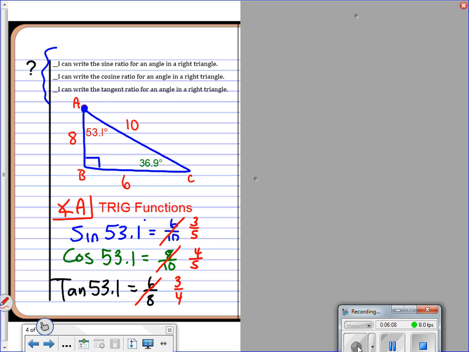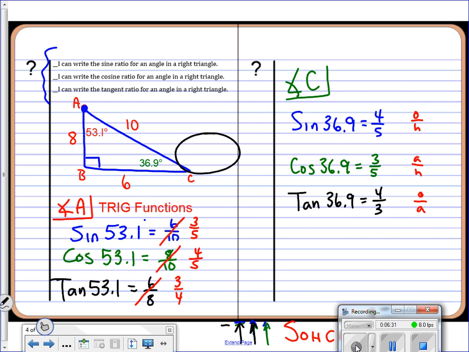Okay, now it's your turn. I want you to go to angle C and write the trig functions using that 36.9. Okay, so everything changes, opposite, adjacent, and hypotenuse, of course, stays the same, but using 36.9. Okay, go ahead and put me on pause and we'll check our work. Okay, so I hope that you were able to write those trig functions from the perspective of angle C.